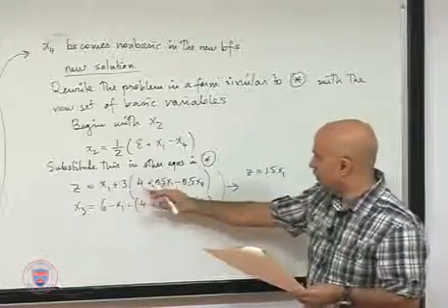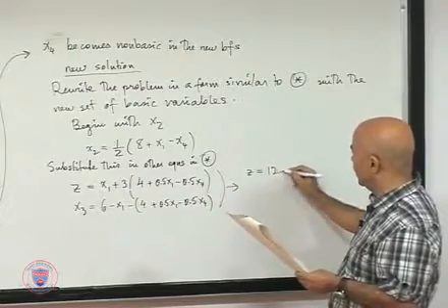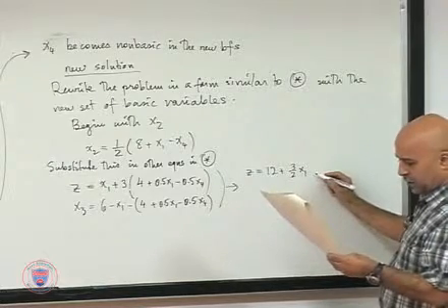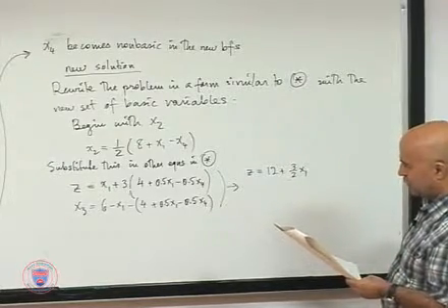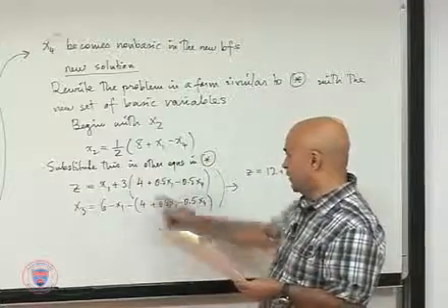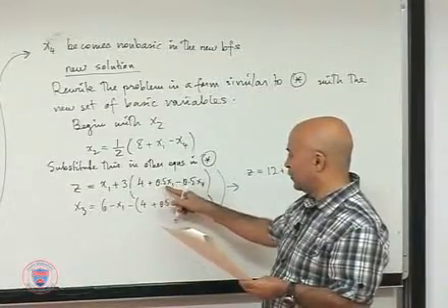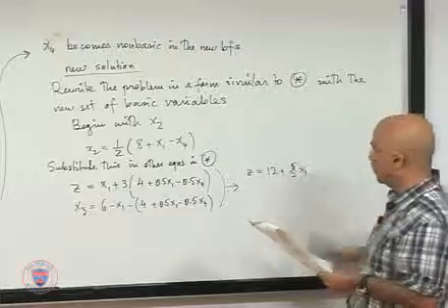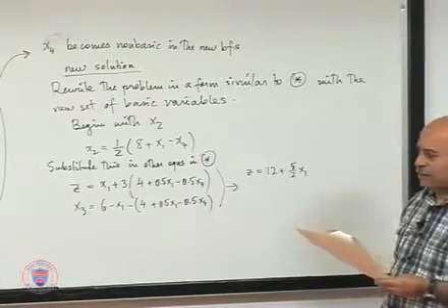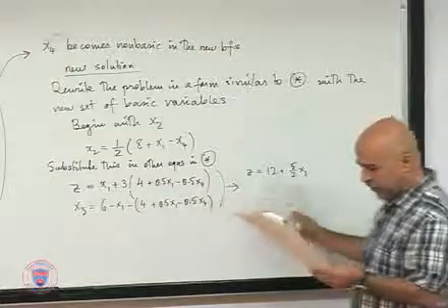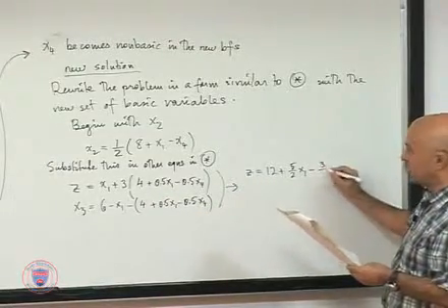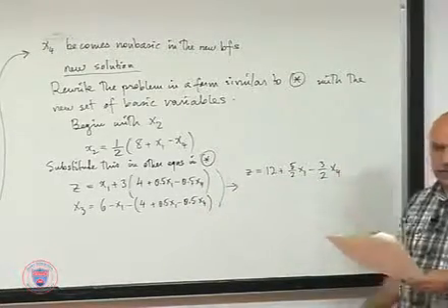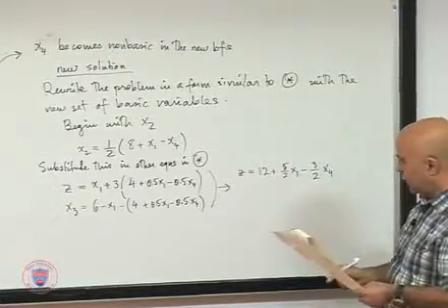Well, there's a constant somewhere, so let's write down the constant first. 12 plus 3/2 x1. That's 3/2 from here plus another x1. So it's 5/2. Sorry. 5/2 x1. And then you've got minus 3/2 x4. That's what I have. Okay? So that's z.